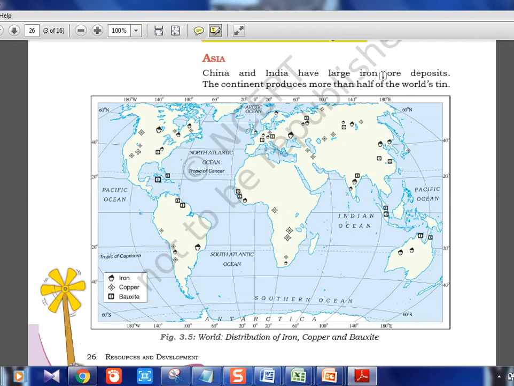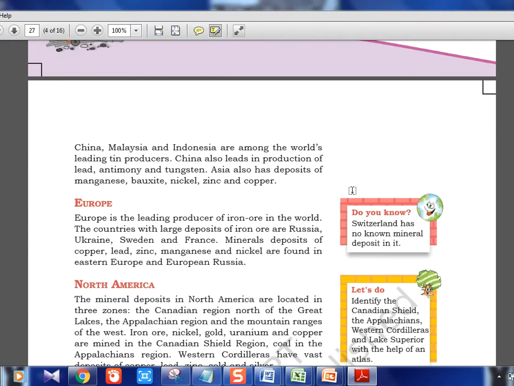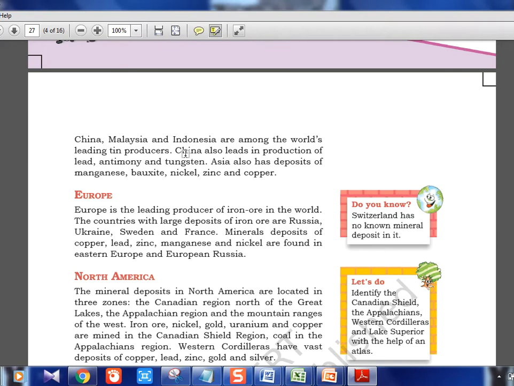China and India have large iron ore deposits. The continent produces more than half of the world's tin. China, Malaysia, Indonesia are among the world's leading tin producers. China also leads in production of lead, antimony and tungsten. Asia also has deposits of manganese, bauxite, nickel, zinc and copper. So almost everything is there in Asia.